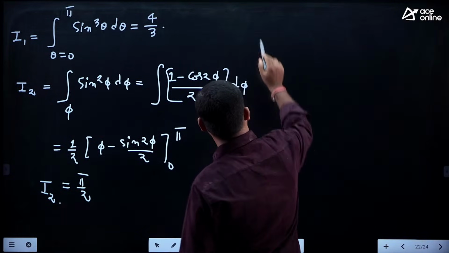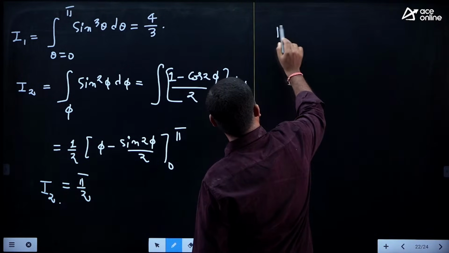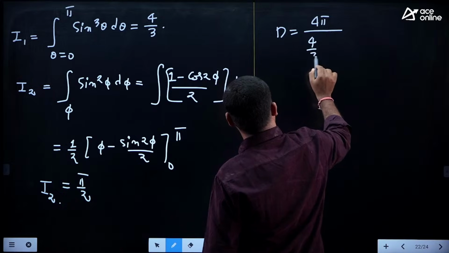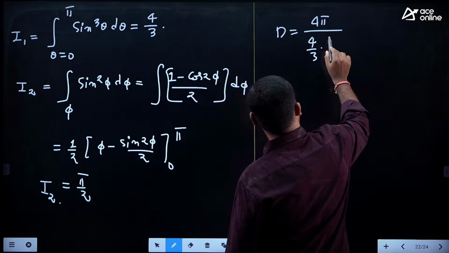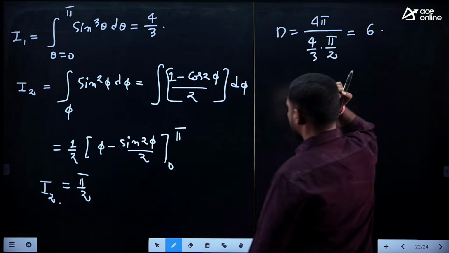So substitute everything there, you are going to get the directivity. So what is the directivity, guys? D is equal to 4 pi divided by I1 into I2. What is I1? It is 4 by 3. I2 is pi by 2. So it is 6. Am I correct?